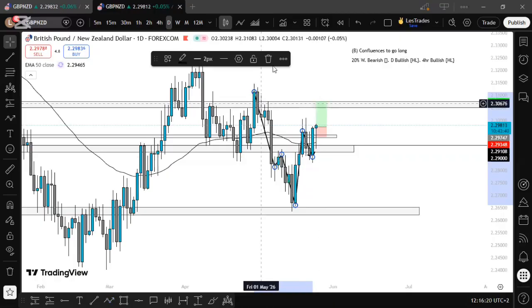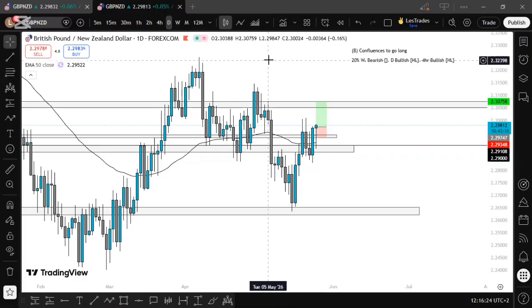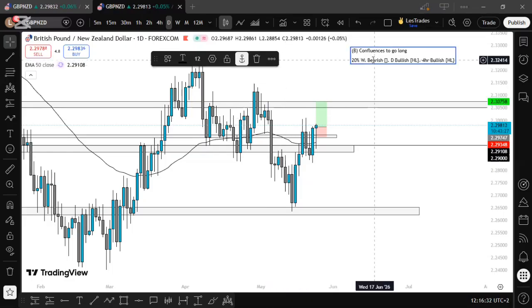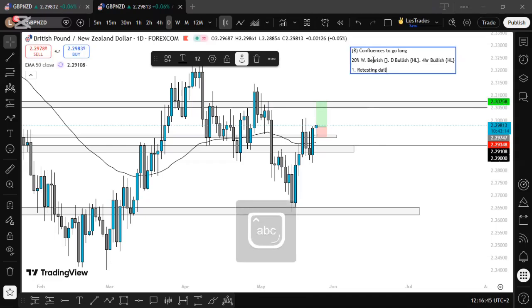Now you see how the weekly time frame makes sense with the daily, like those rejections ended up being a shift of structure on the daily and all that, right? So on the daily time frame, what do we see? We do see that we are retesting. We're gonna mark up our confluences the proper way, guys. Testing daily area of interest, right? So we are retesting daily area of interest.